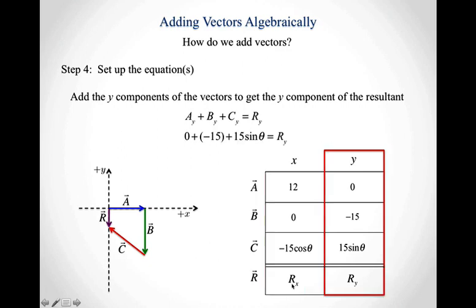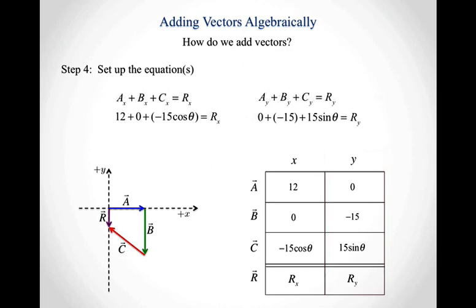I can set up my y component equation in exactly the same way. Here, again, I've got my y column, and I'm going to add together the y component of vector A, which is 0, plus the y component of vector B, which is negative 15, plus the y component of vector C, which is 15 sine theta, and that has to equal the y component of vector r. So I can use my table to set up my two equations. I have an x component equation and a y component equation because I'm adding together vectors that lie in two dimensions.